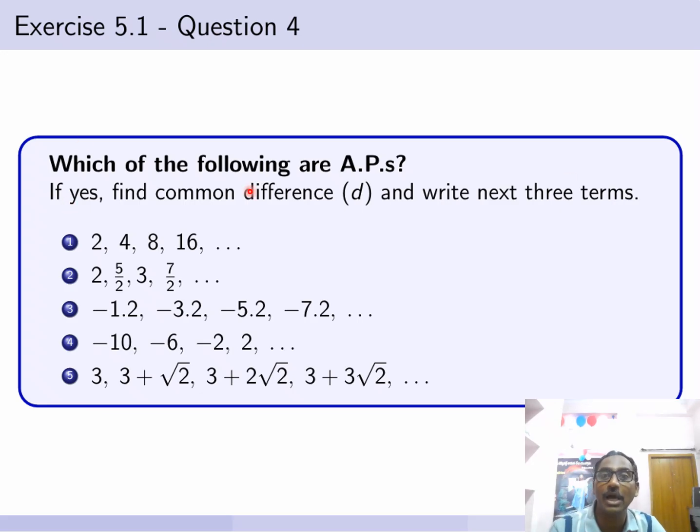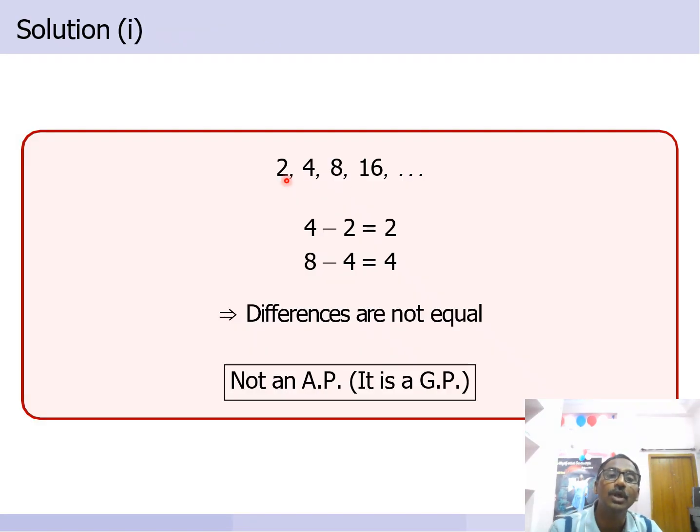Which of the following are arithmetic progressions? If yes, find the common difference and write the next three terms. 2, 4, 8, 16. This is the first question, second question, third, fourth, fifth. Solution for the first one, 2, 4, 8, 16. So 4 minus 2 is 2, 8 minus 4 is 4, 16 minus 8 is 8.